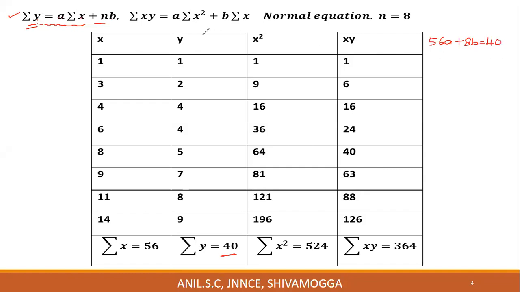Next, second normal equation. A into summation x square. Summation x square is 524. 524a plus b into summation x. Summation x is 56. Therefore, 56b is equal to summation xy, 364. These are the two simultaneous equations. You take a calculator and solve these two and tell me what is the value of A, what is the value of B.